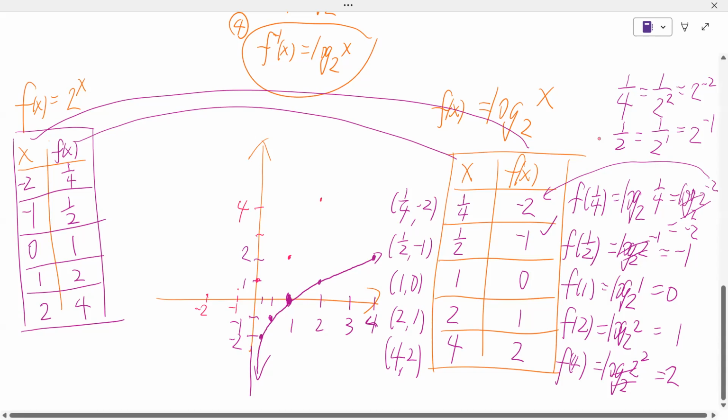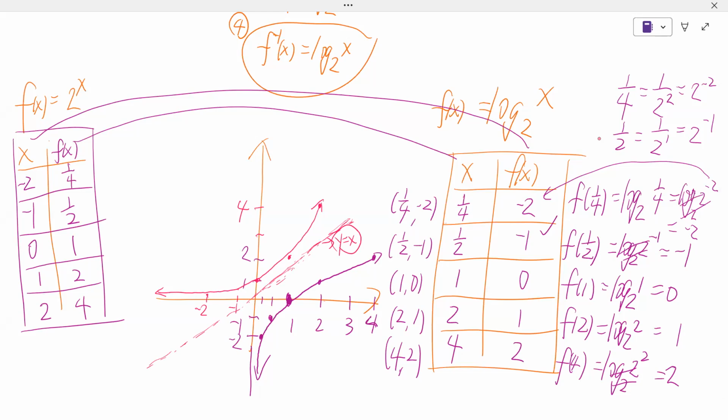Now if you connect those, as you can see, this will form a mirror image based on this line right here. In the middle, right? This line is in the middle, and this line is y equal to x. Okay. So basically, these two graphs form a mirror image based on y equal to x. Let me quickly show you.